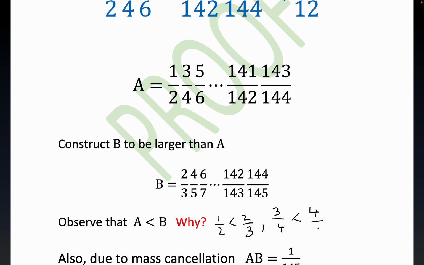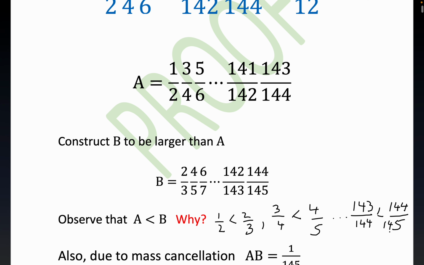All right, and then we'll skip some here. And notice the very last one, we have 143 over 144 is less than 144 over 145. So again, this isn't hard to believe. Each individual fraction is less than, so the entire product has to be less than. Over 145, sorry.